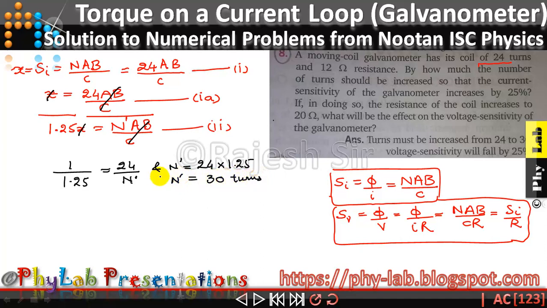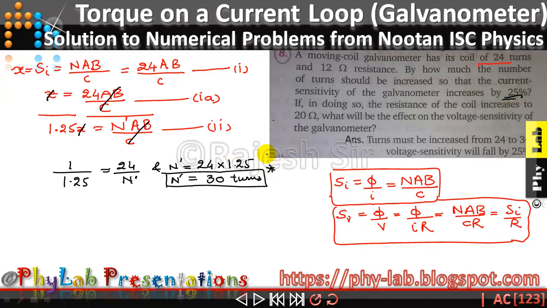So what I need to do, in order to increase its current sensitivity by 25%, is increase the number of turns from 24 to 30. So that is the answer to the first part.